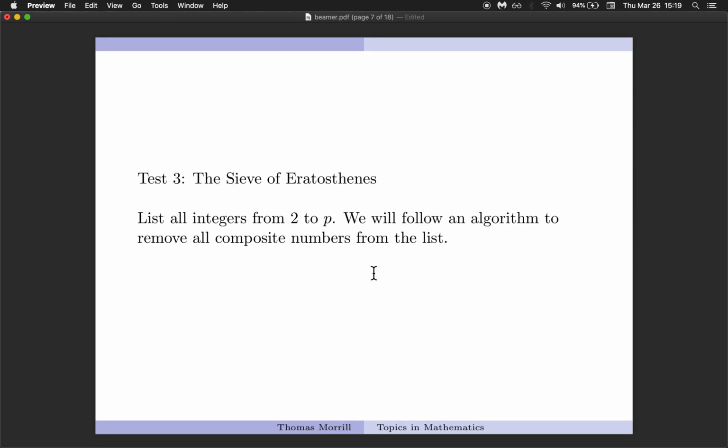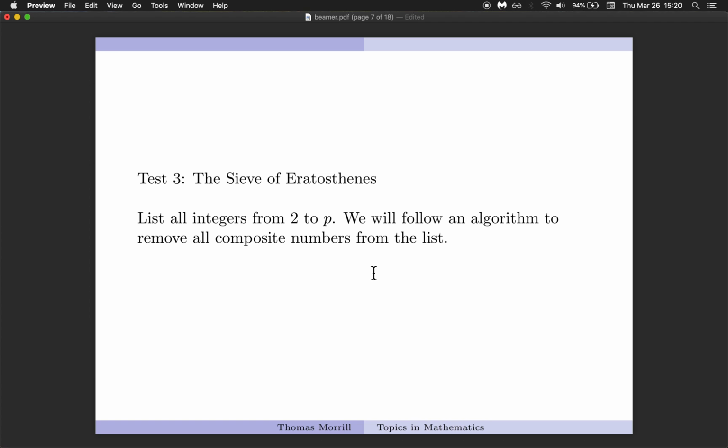So here's the actual version of test 3. This is an algorithm, again, about 2,300 years old, called the Sieve of Eratosthenes. Eratosthenes was an ancient Greek mathematician. He lived a little bit after Euclid. He's also famous for calculating the curvature of the Earth based on the lengths of shadows in wells and off of obelisks and stuff. Same guy. Pretty cool stuff.